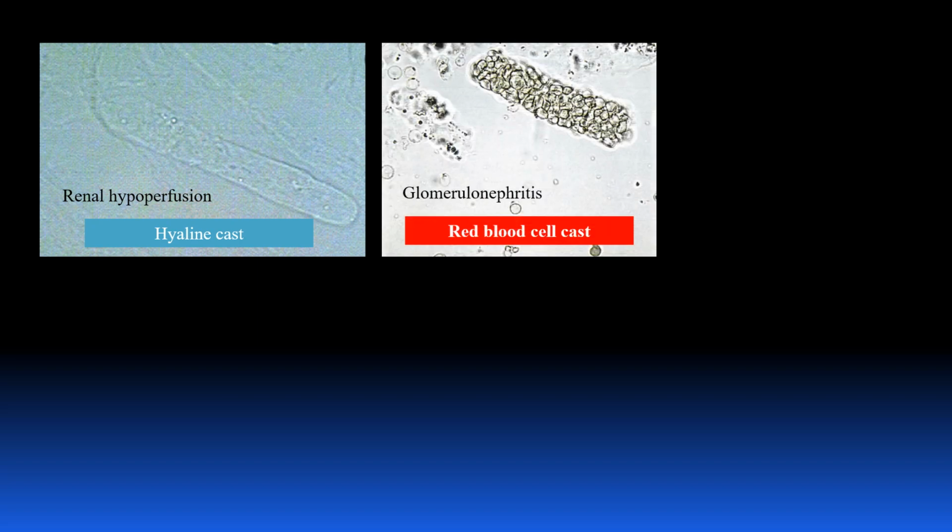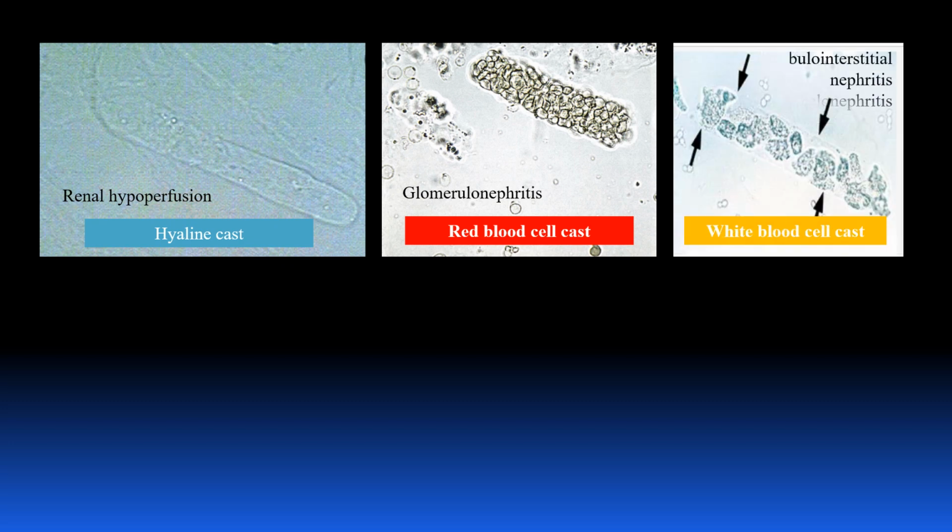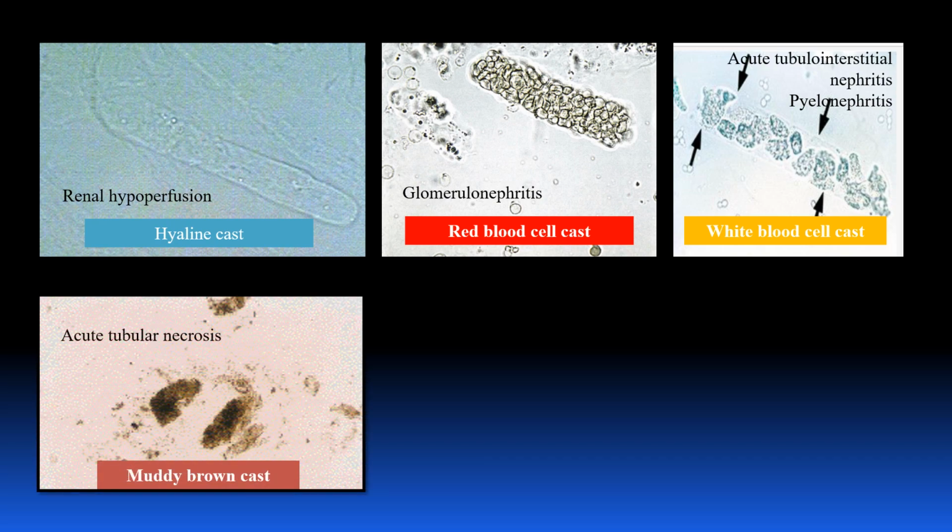Red blood cell casts suggest an active glomerulonephritis until proven otherwise. Evaluation for a rapidly progressive glomerular disease must be done promptly. White blood cell casts suggest the presence of an acute tubulointerstitial nephritis or pyelonephritis. Muddy brown casts suggest acute tubular necrosis.